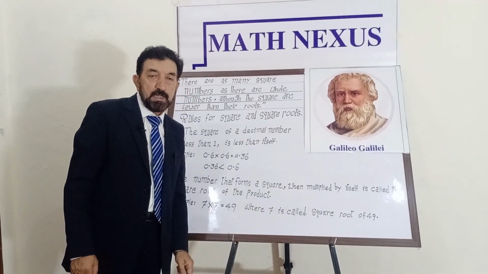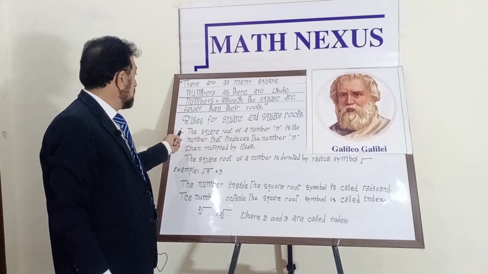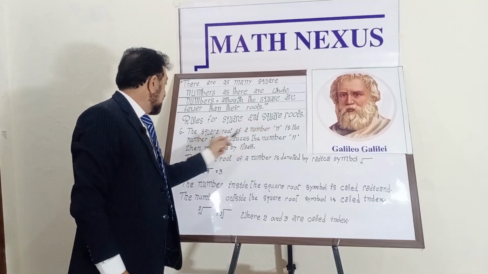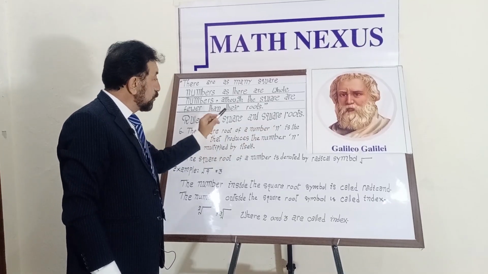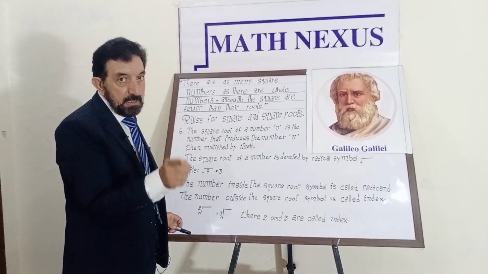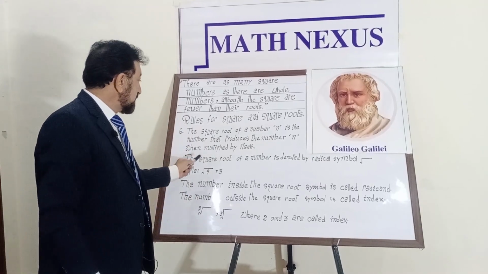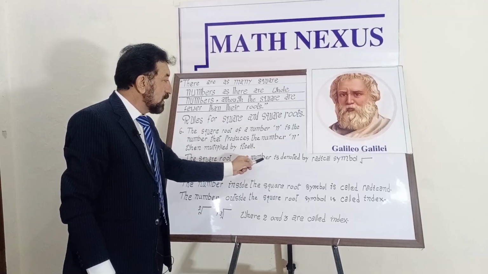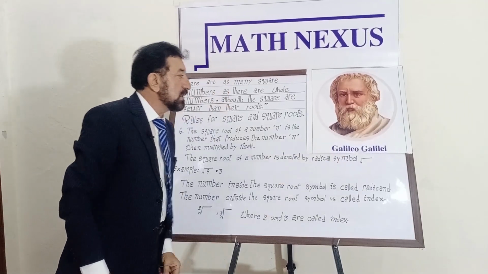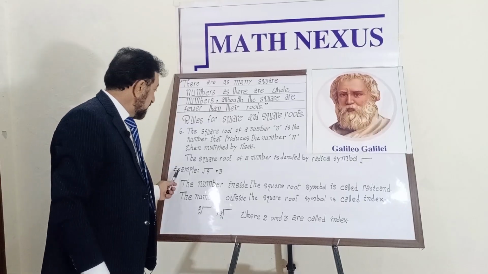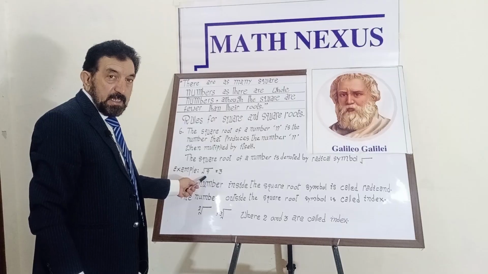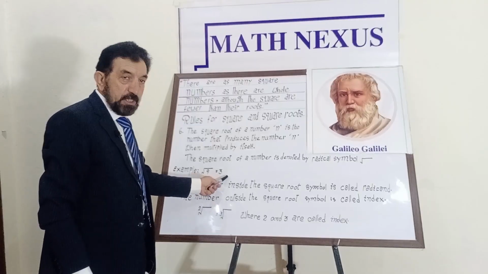Rule number 6, the square root of a number n is the number that produces n when multiplied by itself. The square root of a number is denoted by a radical symbol just like this one. Example, the square root of 9 equal to 3.